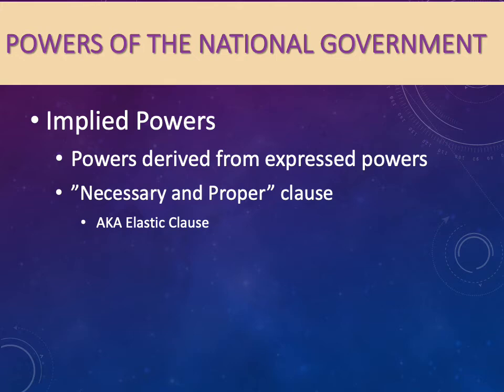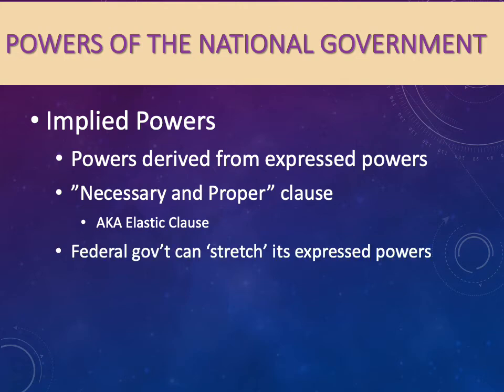The necessary and proper clause reads that Congress has the power to make all laws which shall be necessary and proper for carrying into execution the foregoing powers, the ones that were just listed, and all other powers vested by this Constitution in the government of the United States or in any department or officer thereof. Okay? And that's the necessary and proper clause. In other words, the federal government can stretch one of its expressed powers to create a law that isn't exactly related to, or specifically enumerated in, the Constitution.